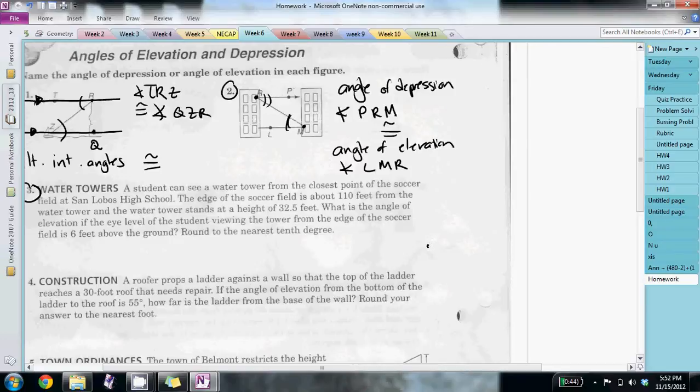So here's the student down at the soccer field, that little dot. And the water tower is someplace over on this side. There's the water tower. And we're also going to have to think about the eye level of the student. So here's the student, and here's their eye level. So the tower is going to be a little taller than what I drew. I'll make that a little bigger.